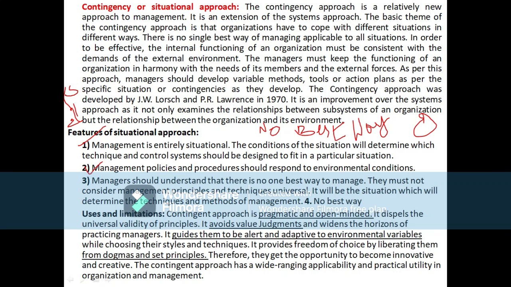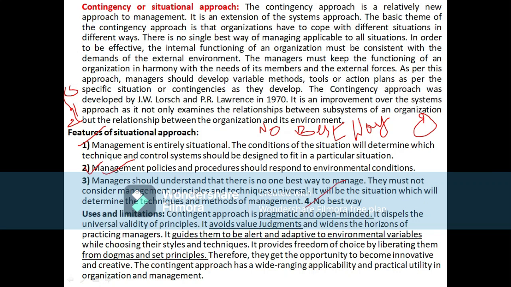Then the third aspect: managers should understand that there is no one best way to manage. They must not consider management principles and techniques universal. It will be dependent upon the situation, which will determine the techniques and methods. We should not go blindly. We have to go according to the situations and apply the principles and techniques. And the last one is no best way. Managers should understand that there is no best way to manage. So these are the features regarding the situational approach, or the contingency approach.